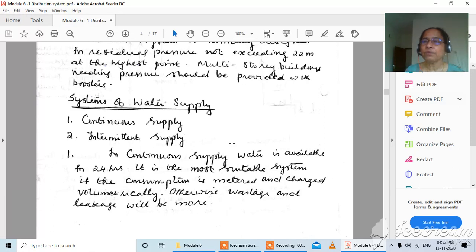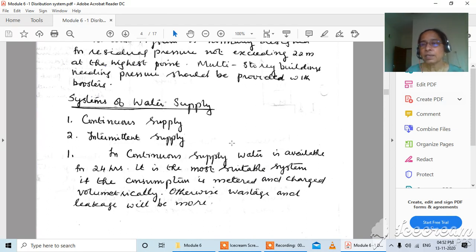Now that means within 24 hours we have to supply that much quantity. For example, if we design the system for 150 liters per capita per day, 150 liters you have to supply to a person within 24 hours, within a period of 24 hours. It is not within 8 hours, it is not within 12 hours, but you have to supply within a period of 24 hours.